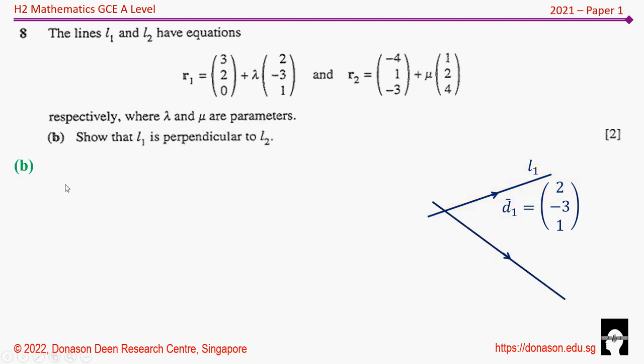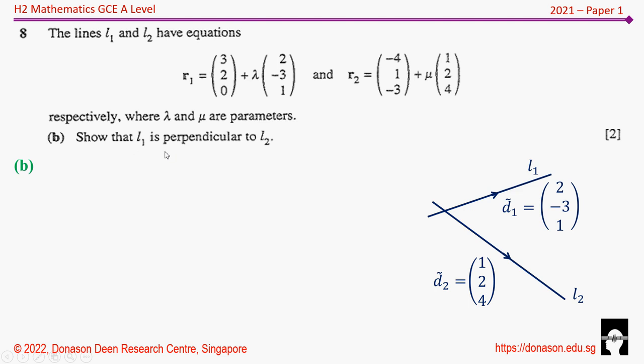Let us now look at part B. Part B says, show that the line L1 is perpendicular to the line L2. The direction vector of the line L1 is 2, minus 3, 1. The direction vector of the line L2 is 1, 2, 4, which we can see here. These are the two direction vectors.